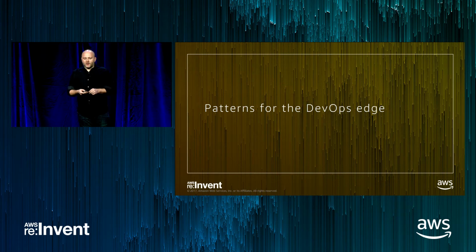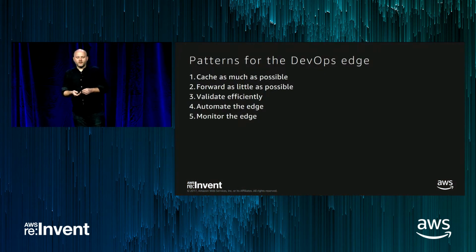So the next section is to talk about patterns for a DevOps edge. You can think of this as just some tips that you may want to consider. I've got 5 in total. The key thing is to try and cache as much content as possible at the edge, to think about forwarding as little information back to the origin, and I'll work through these and explain that later. Then to try and validate content, so validate whether you've got the most recent version in your cache as efficiently as possible, to automate the edge, and also to monitor it.